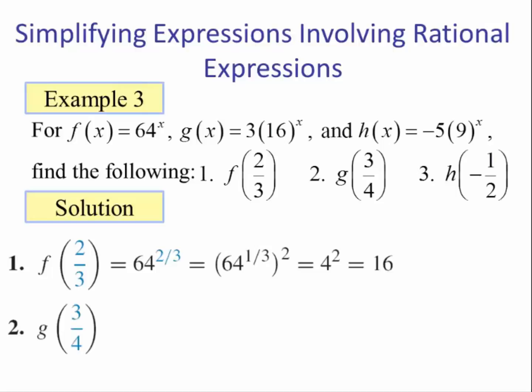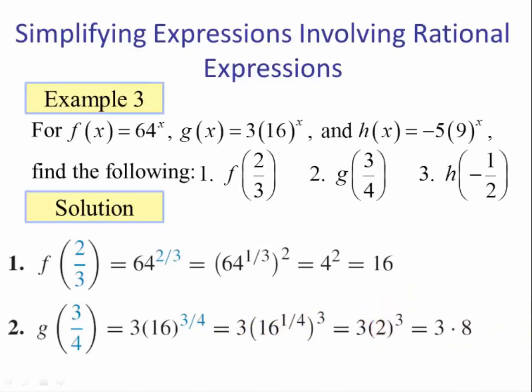Number 2, g of 3/4 will be 3 times 16 raised to the 3/4 power. Split the exponent up first, 16 to the 1/4, then cubed, then multiplied by 3. 16 to the 1/4 is 2. Next we cube it and we get 8. And lastly we multiply and we get 24. So an input of 3/4 for this function has an output of 24.